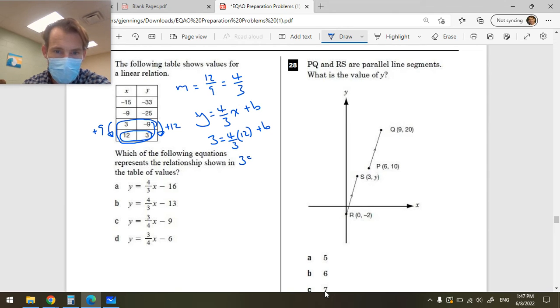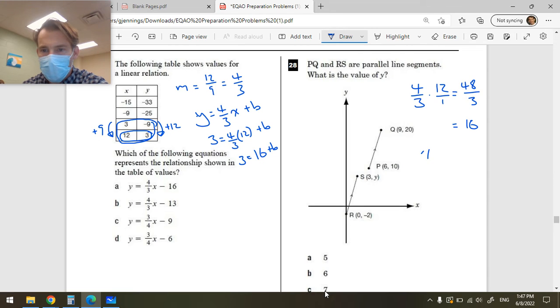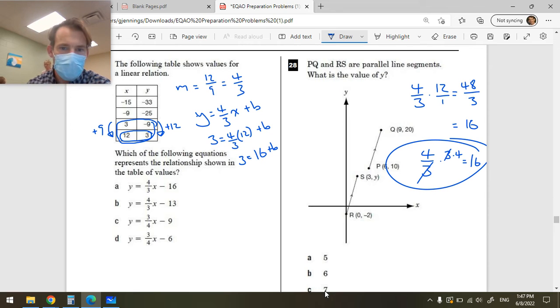So 3 is equal to 16 plus b. And if you're not sure, 4 over 3 times 12, you could do this as 12 over 1, and then you'd get 48 divided by 3, and then you reduce that fraction, you find it's 16. Or you do it the way I do it. 4 over 3 times 12 can be written as 3 times 4. 3 cancels 3, and then this is equal to 4 times 4, which is 16. It doesn't matter how you do it, just get 16. 3 is equal to 16 plus b, so then I subtract 16 from both sides to get -13 equals b. There it is.